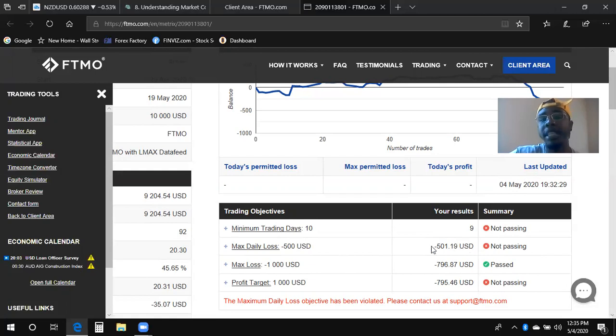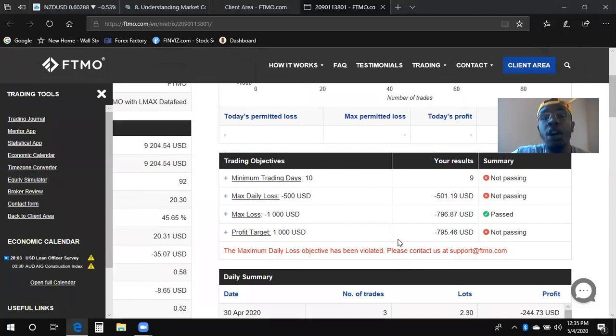I had a maximum daily loss of $501.19. Max loss on the account is $1,000. I've lost 700, as you can see, $796.87, I'm sorry. So I haven't necessarily lost this whole account in total. With it only being $1 over, and with it being this small, and me completing it, they probably will honestly let me keep this account. But I went ahead and made another one just in case.